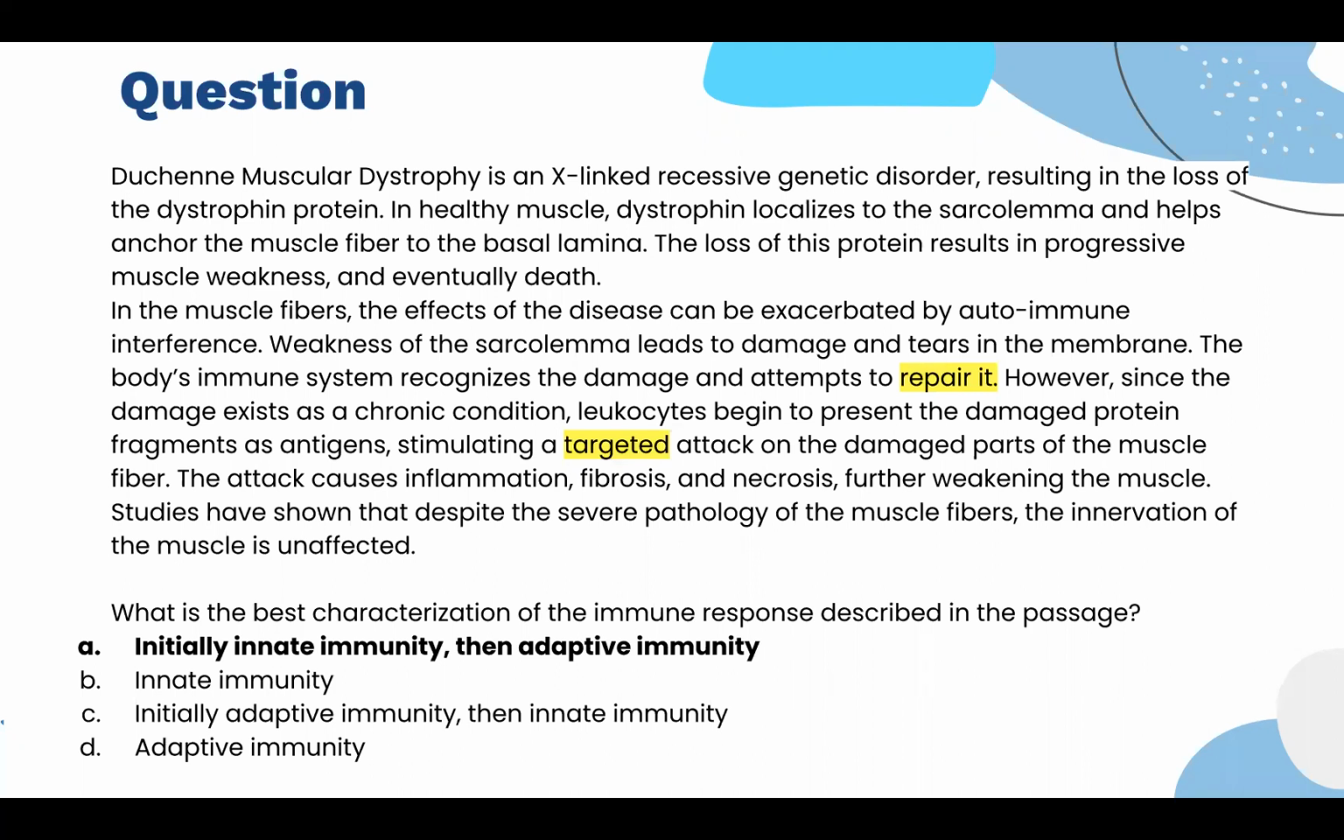You could also use the fact that the innate immune system is our first line of defense. And also, if you read the paragraph, it tells you that the beginning stages of this disorder are that your own body tries to repair the sarcolemma, so that would be your innate immune response trying to repair damaged cells. And then eventually it talks about leukocytes and a targeted attack, so that would tell you that it's the adaptive immune system.